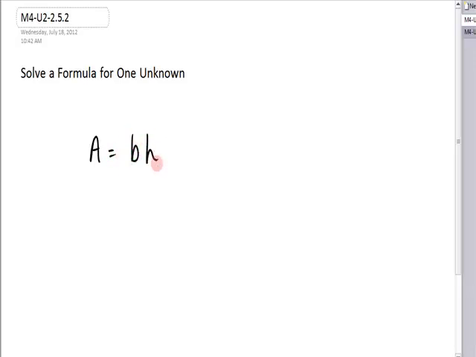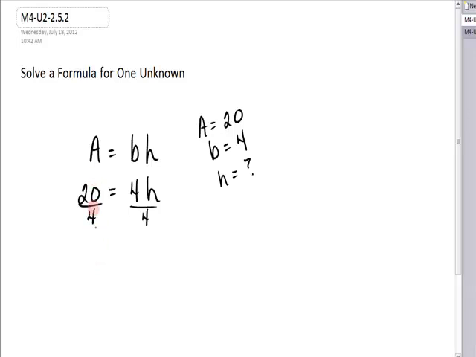If I said that A is 20 and B is 4 and find H, I don't think you would struggle with that at all. You would say, okay, here's 20 is equal to 4, and I don't know H. Solving for H, you're going to divide by the coefficient. You're going to perform that, and you get 5 is equal to the height.